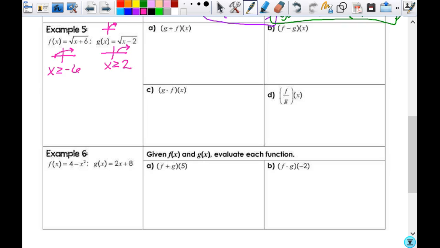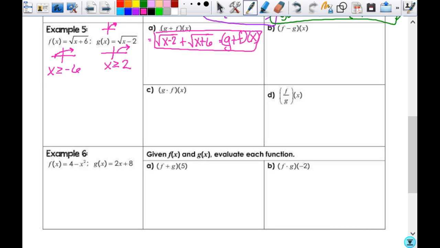All right. So we go to substitute this in, and I get the square root of x minus 2 plus the square root of x plus 6, right? Can I combine those and get 2x plus 4? No. Okay, totally cannot. There's nothing I can do. That's as good as it gets, and that is g plus f of x. Now we've got to look at the domain. The domain for a, b, and c are going to be the same, right? But the domain is the intersection. So the intersection is what both domains have in common.